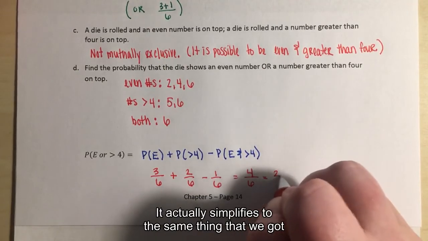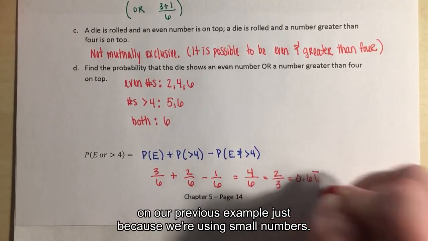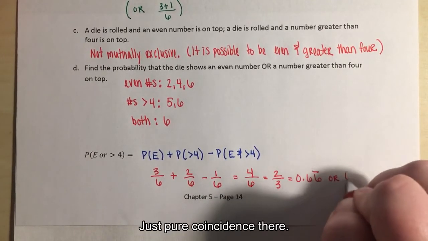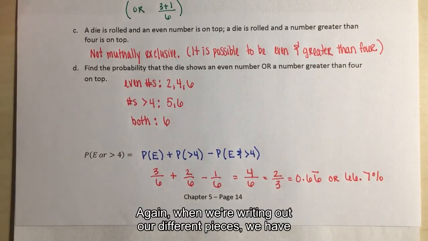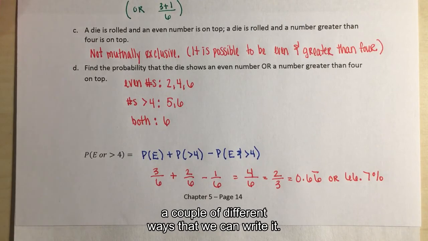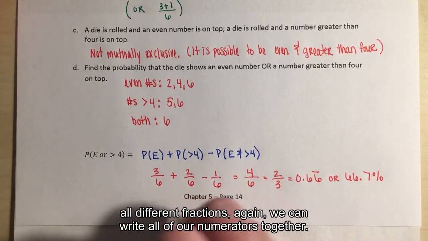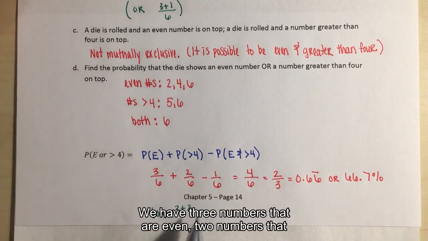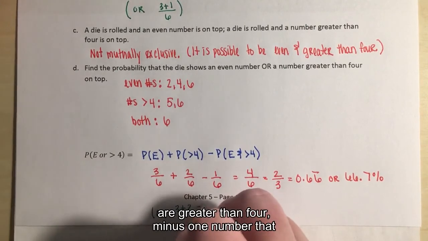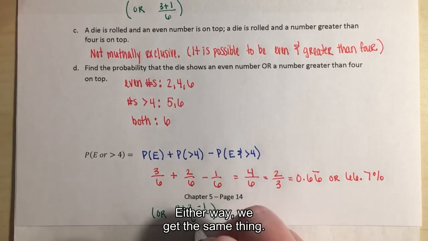So it actually simplifies to the same thing that we got in our previous example, just because we're using small numbers. Just pure coincidence there. Again, when we're writing out our different pieces, we have a couple of different ways that we can write it. If we don't want to write it as all different fractions, again, we can write all of our numerators together. We have 3 numbers that are even, 2 numbers that are greater than 4, minus 1 number that is both, and we end up dividing that all by 6. Either way, we get the same thing.